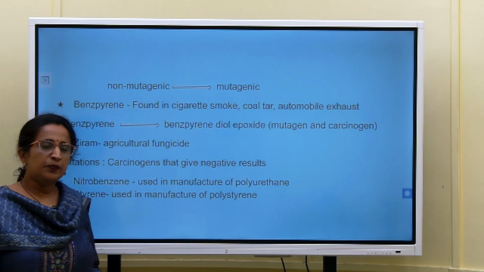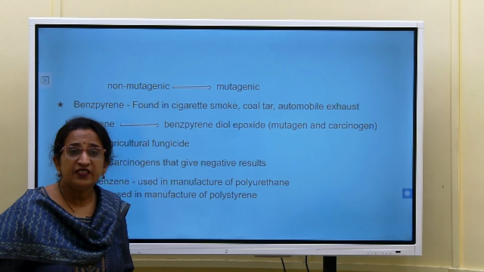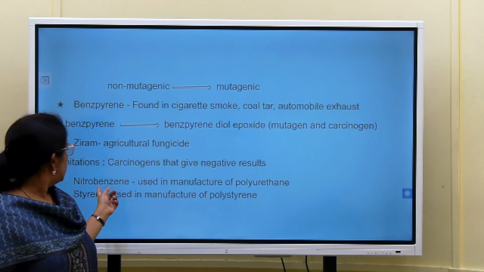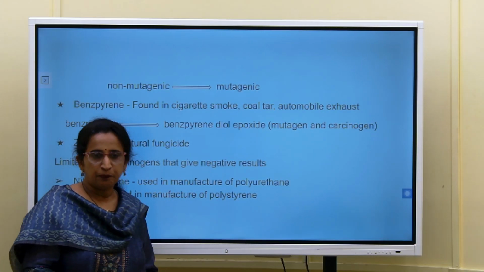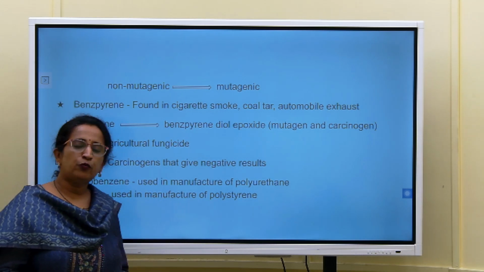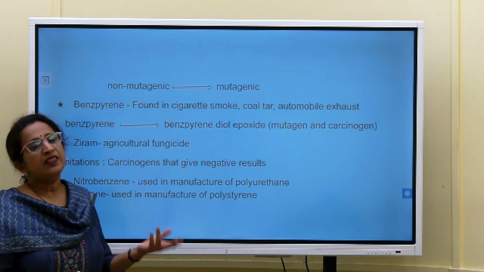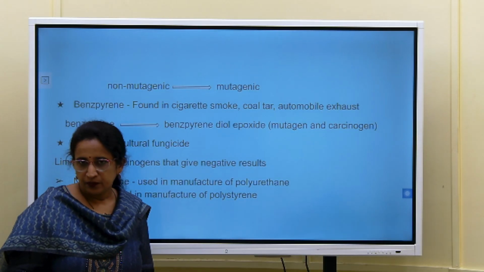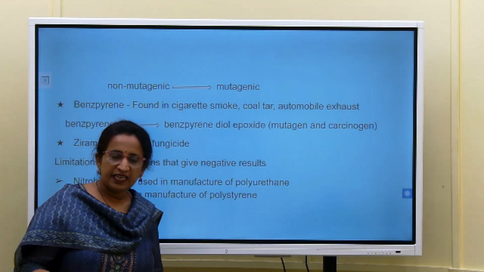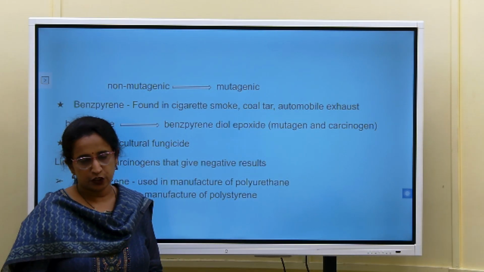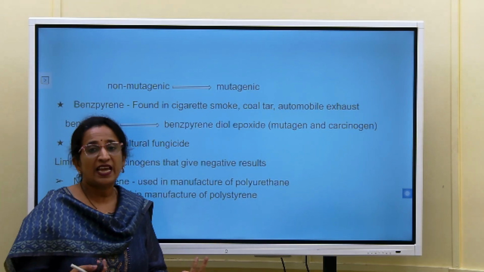Now, one of the limitations of the Ames test is that sometimes you may get false negative results. For example, nitrobenzene, a very common chemical used in the manufacture of polyurethane, and styrene, used in the manufacture of polystyrene. Both of these are known carcinogens. However, in the Ames test, they give a negative result. So, if any sample contains these two compounds, you will think that it is a negative test and it will pass the Ames test. So, for chemicals like this, you may have to do other tests like the tissue test or animal testing.